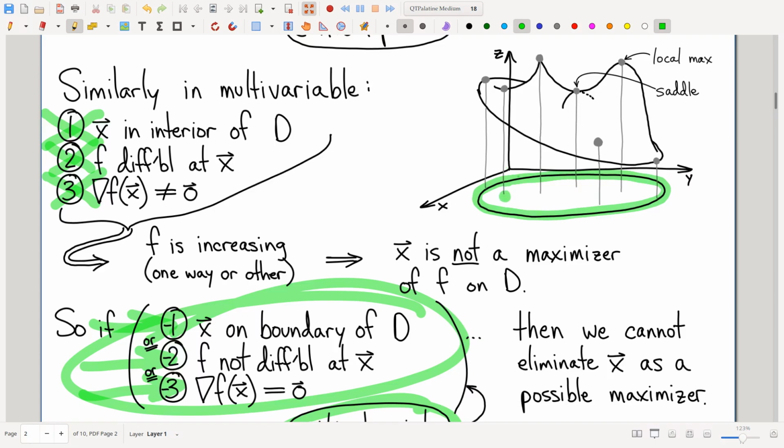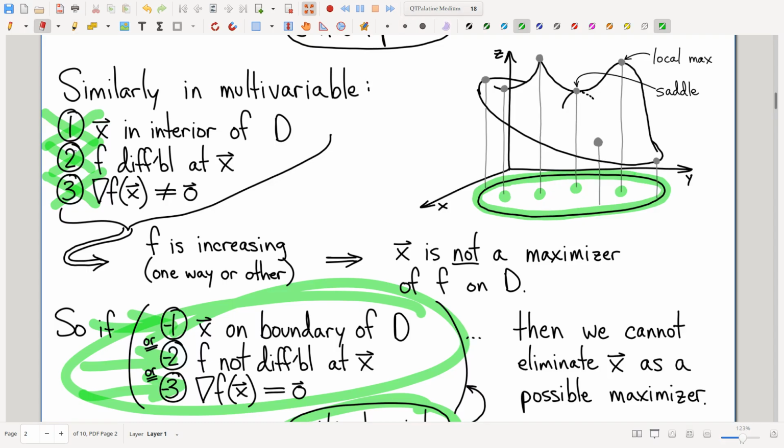But here, the gradient is 0, taking the cue from the picture. Here, the function fails to be differentiable. Here, the gradient is 0. Here, the gradient is 0. So other than boundary points, these are the only candidates that could possibly be the maximizer we're looking for.